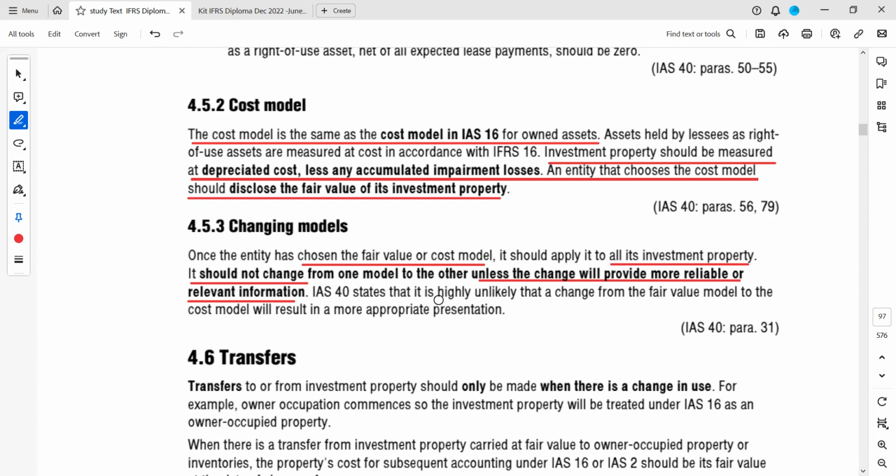IAS 40 states that it is highly unlikely that a change from the fair value model to the cost model will result in a more appropriate presentation. It means the preferable model is fair value model, and once you have opted fair value model, then transferring to cost model is permitted, but this is not a good way to convert anything from fair value to cost.